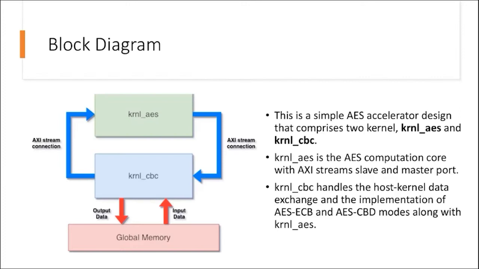Then we will see the block diagram of this design. This is a simple AES accelerator design that comprises 2 kernels, which is kernel AES and kernel CBC. The kernel AES is the AES computation core with AXI stream slave and master port. And kernel CBC handles the host kernel data exchange and the implementation of AES ECB and AES CBC modes along with kernel AES.